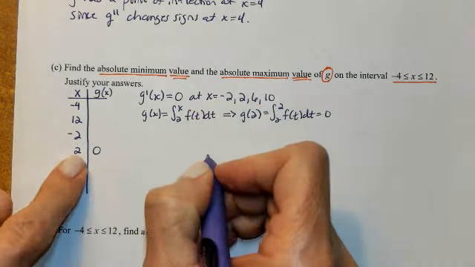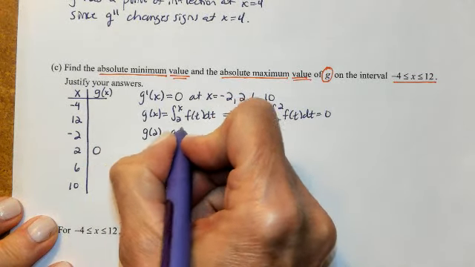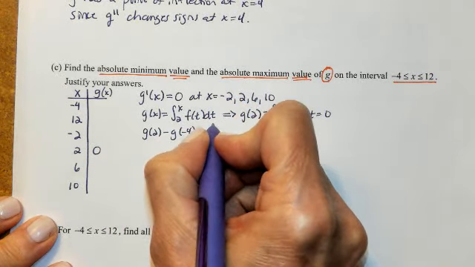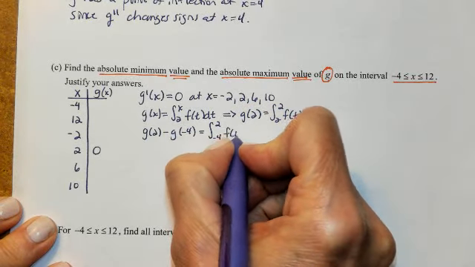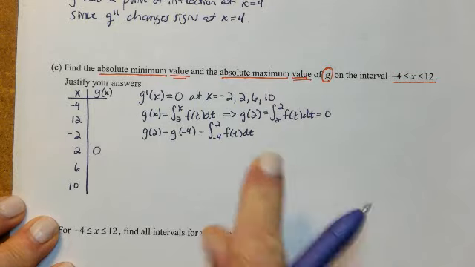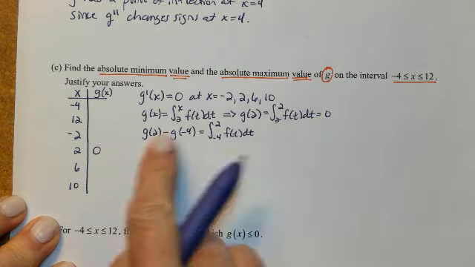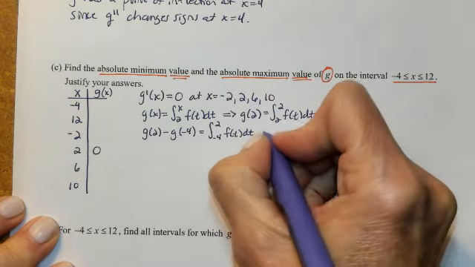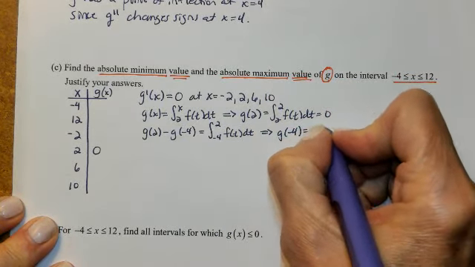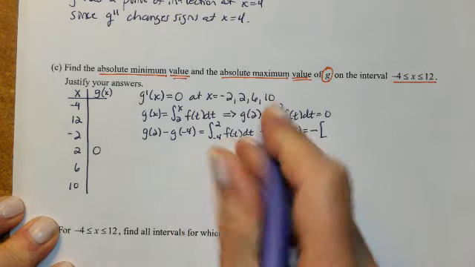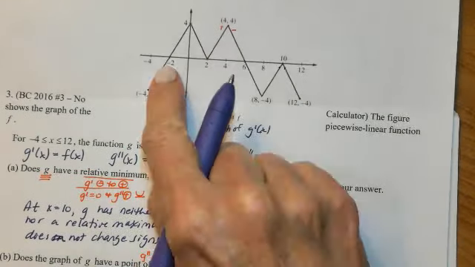And since 2 is bigger than -4, I'm going to set it up this way. G of 2 minus G of -4 is equal to the integral from -4 to 2 of f of t dt. G of 2 is 0, so G of -4 is negative that integral. So I need to find that integral, -4 to 2.